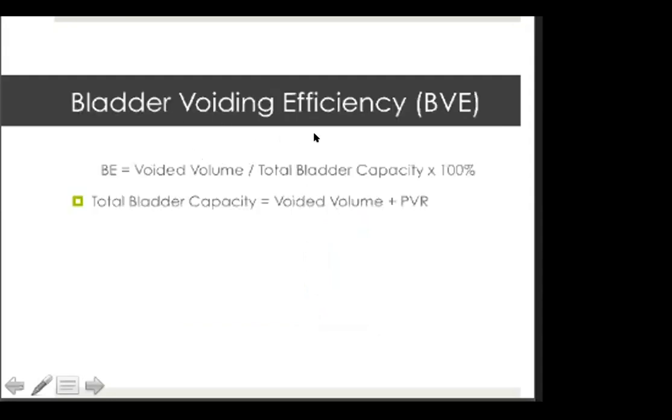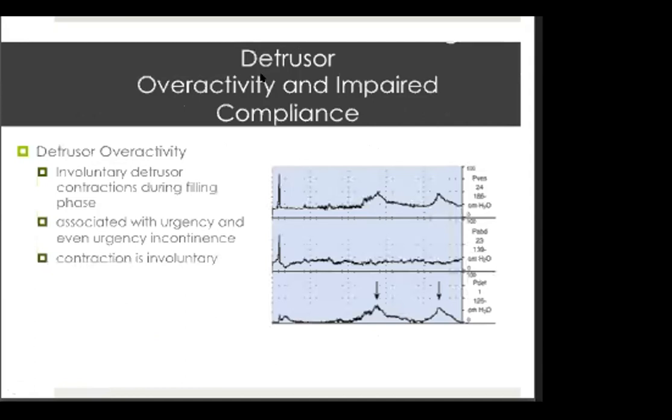So bladder voiding efficiency, this is only a measure of the bladder emptying. So it is equal to voided volume over the total bladder capacity times 100. And the total bladder capacity is equal to voided volume plus the post-void residual. So, detrusor overactivity and impaired compliance.